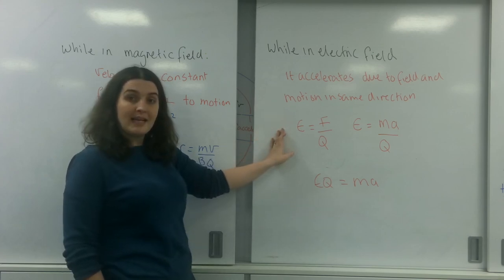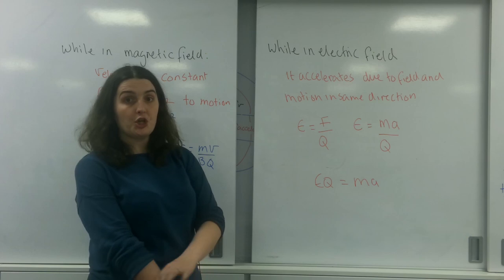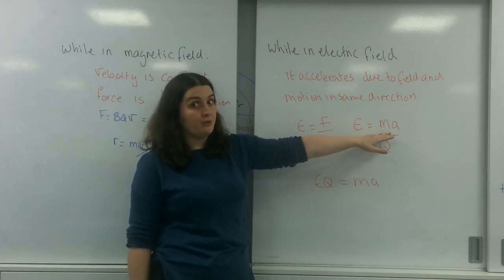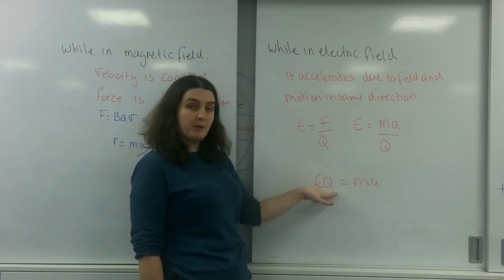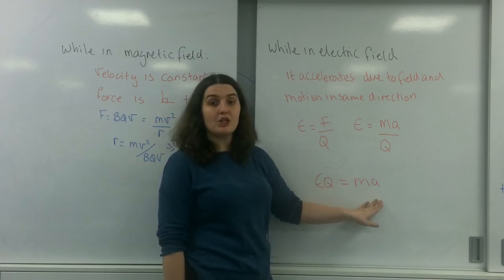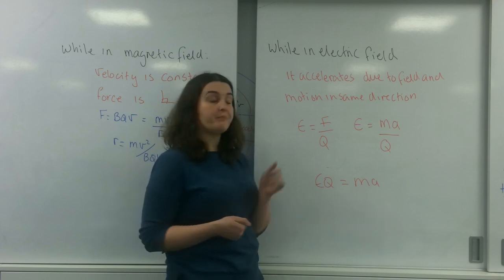And that's using this formula here, that electric field strength is force per unit charge. So relating that to the linear motion formula, F = ma, I end up with field strength times the charge on the particle equals mass times acceleration. So can you use that to work out the acceleration?